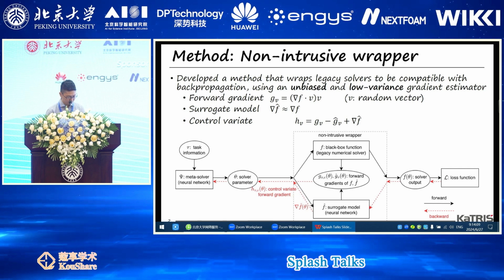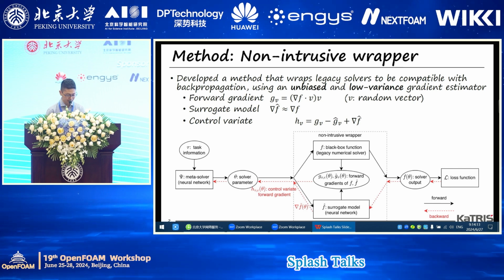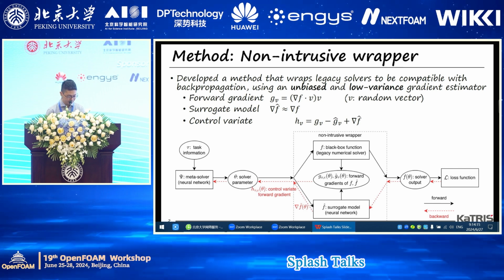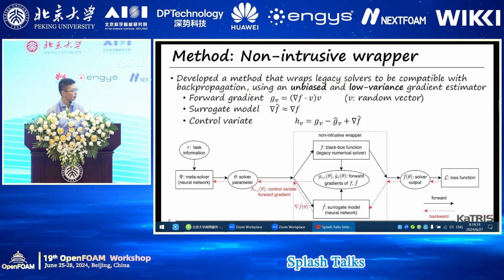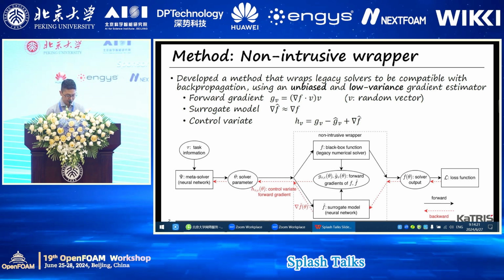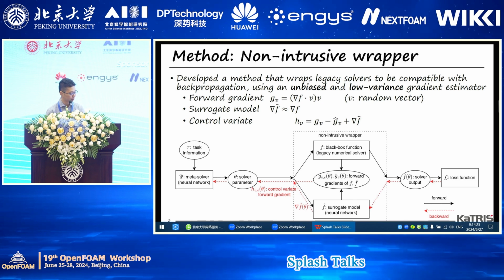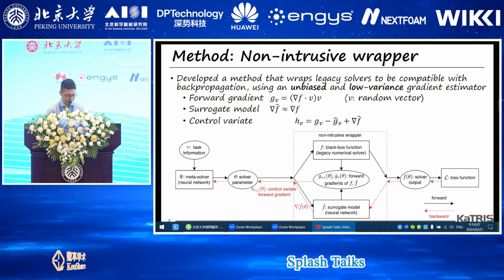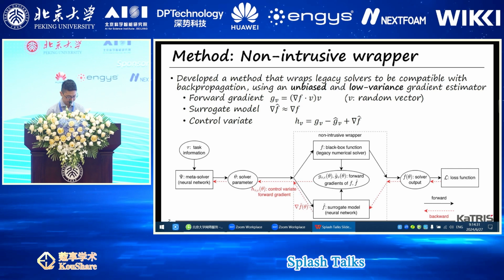There are three key components of this method. One is forward gradient, which is an unbiased estimator of the gradient. It is very easy to compute, but has very high variance. To reduce the variance, we train a surrogate model imitating the behavior of the legacy solver and construct a new low variance estimator based on the control variate method.